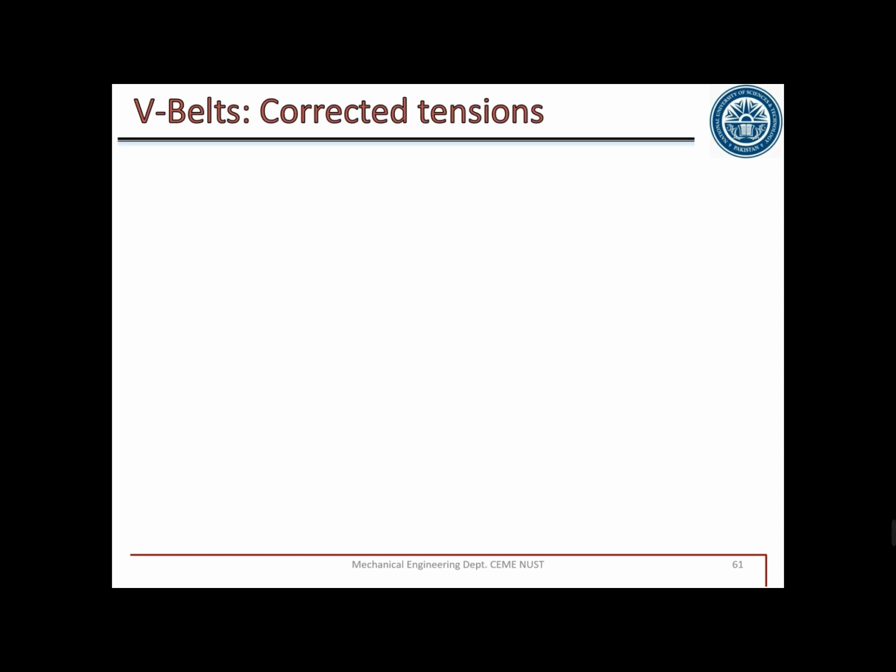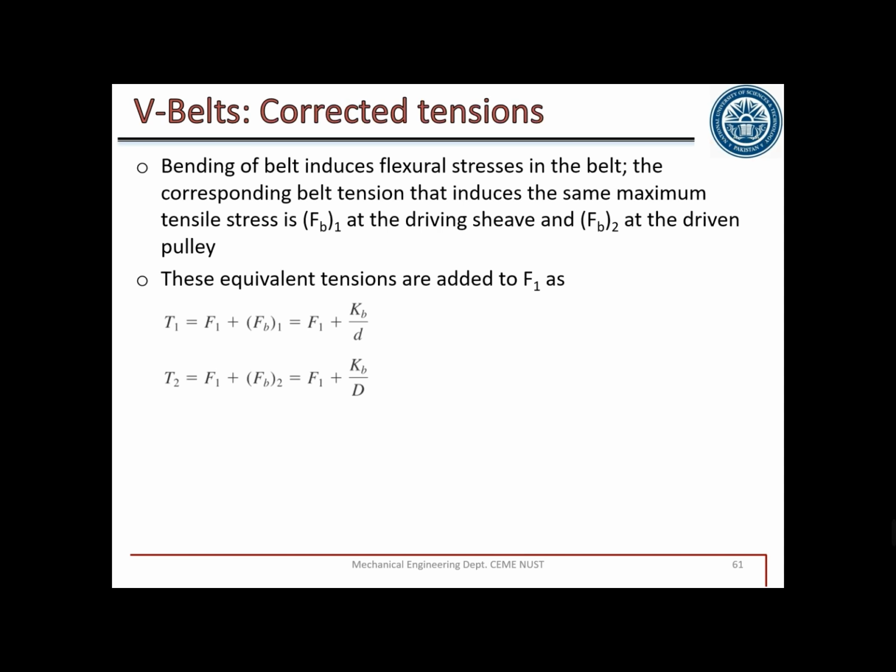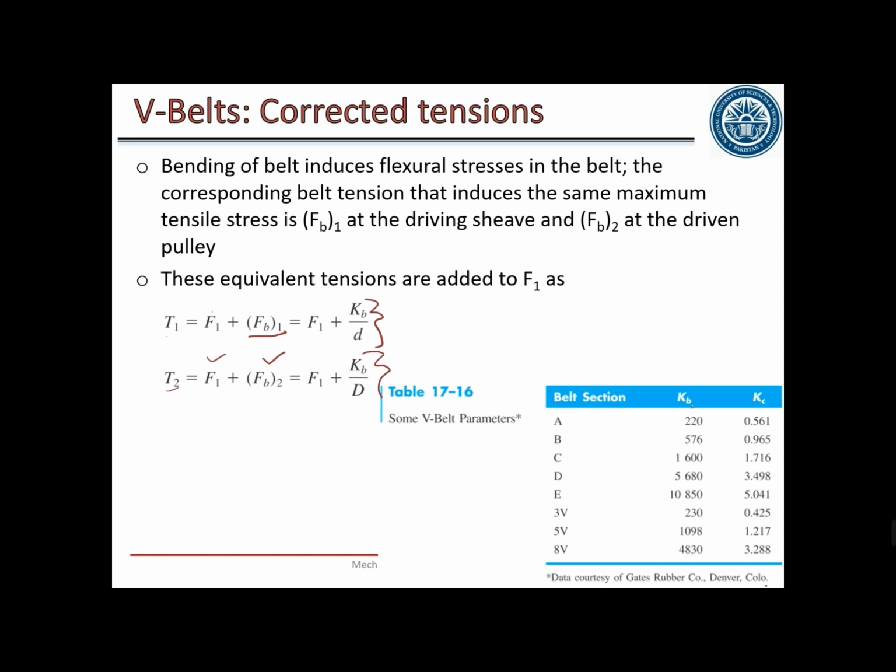So this is the third portion, and for the final portion we can calculate F1. For T1 we have F1 plus FB1, and for T2 we have F1 plus FB2. FB1 is KB by d and FB2 is KB by capital D. For these values we have this table. Again I am saying that in the SI edition book this table is given with these values, but I think that these values are not correct here.